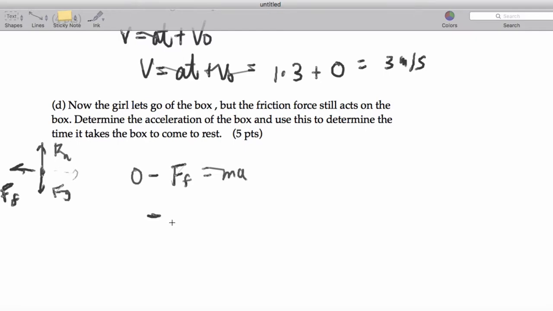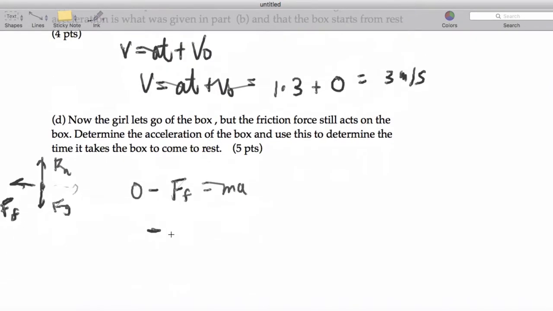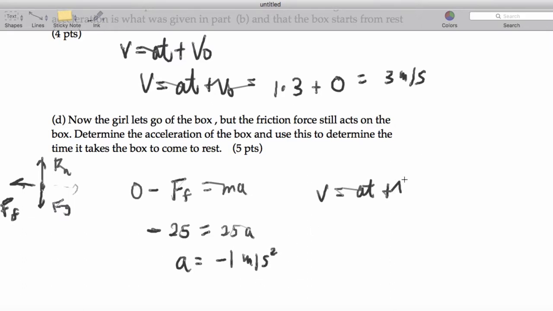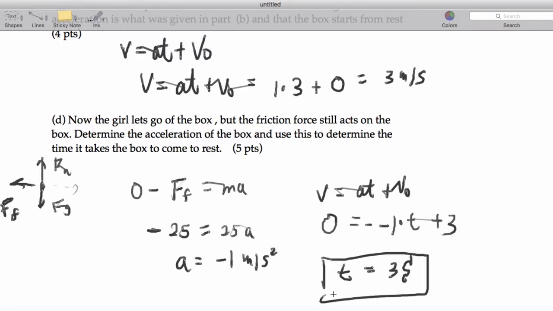So we have negative. The friction force is now 25. And that's going to equal 25 times a. So a is in fact negative 1 meters per second squared. So v equals at plus v naught. That's 0 because we stop. Equals negative 1 times t plus 3 meters per second. So finally, we get a time of 3 seconds to stop.